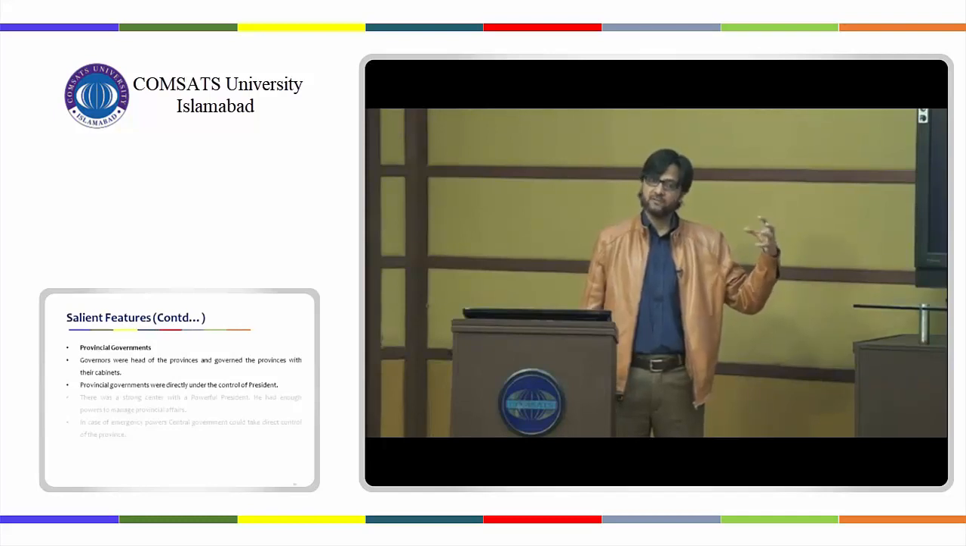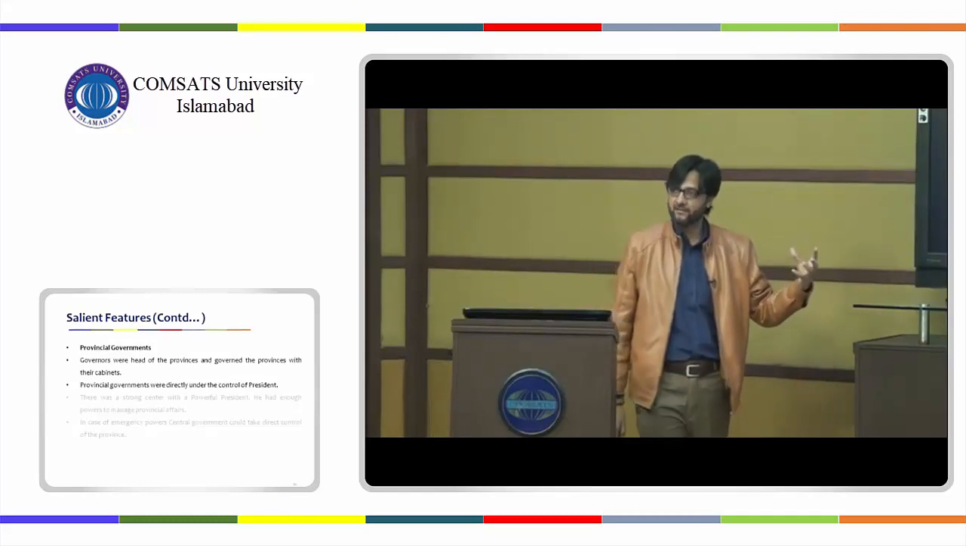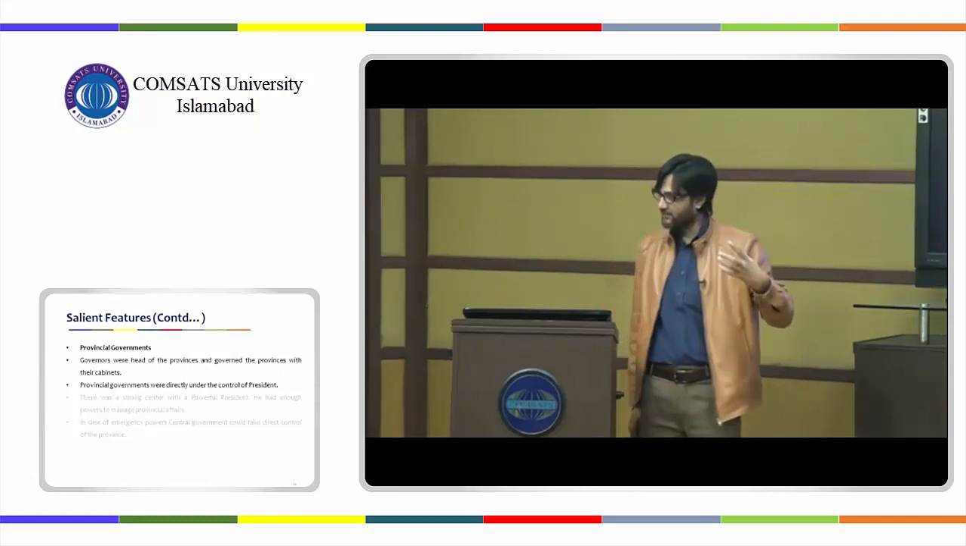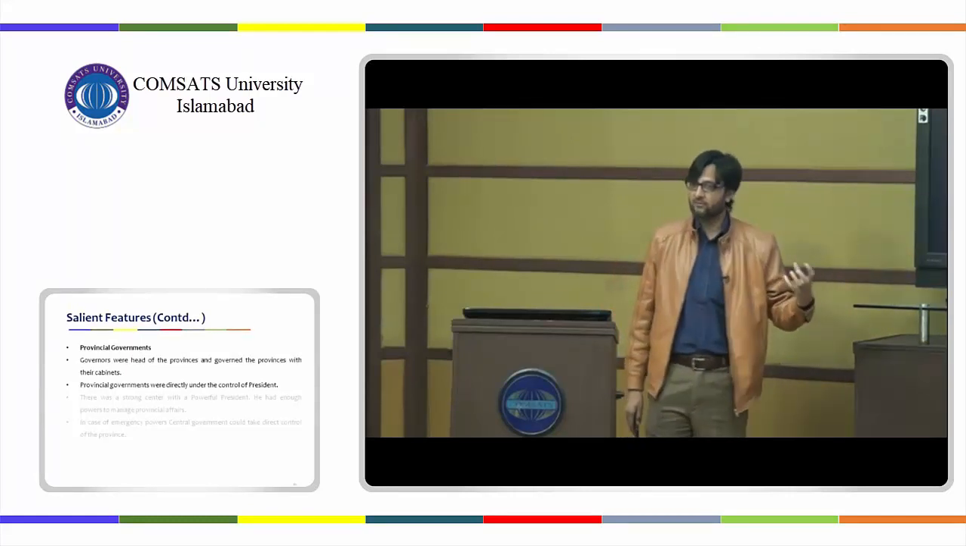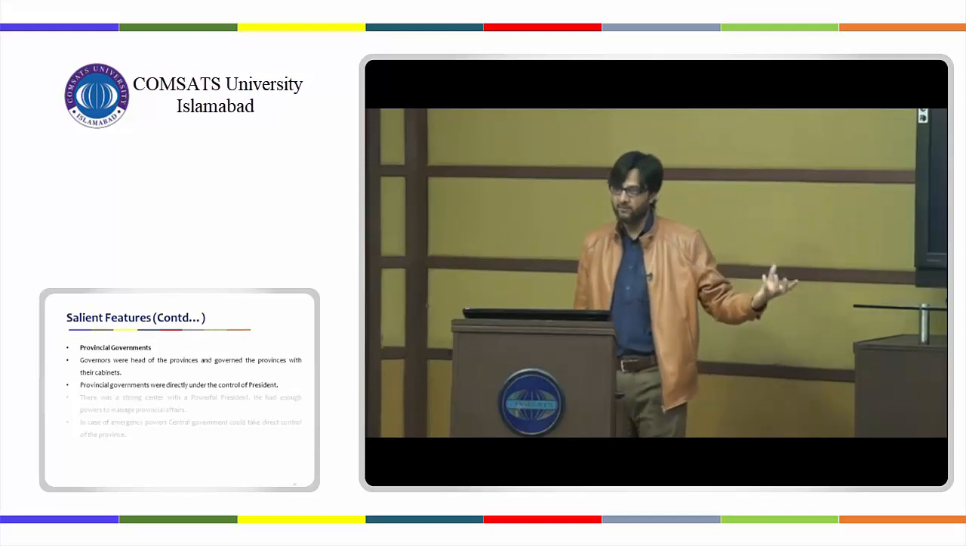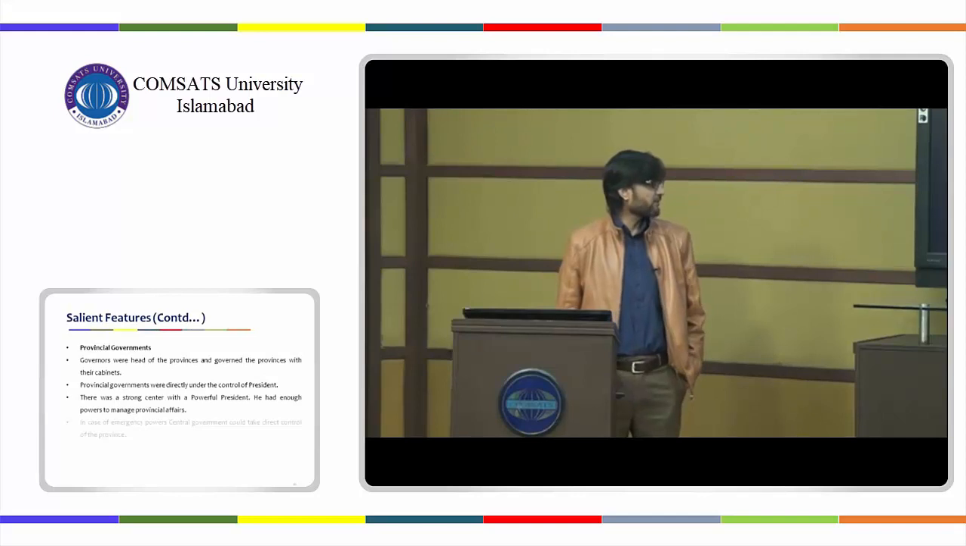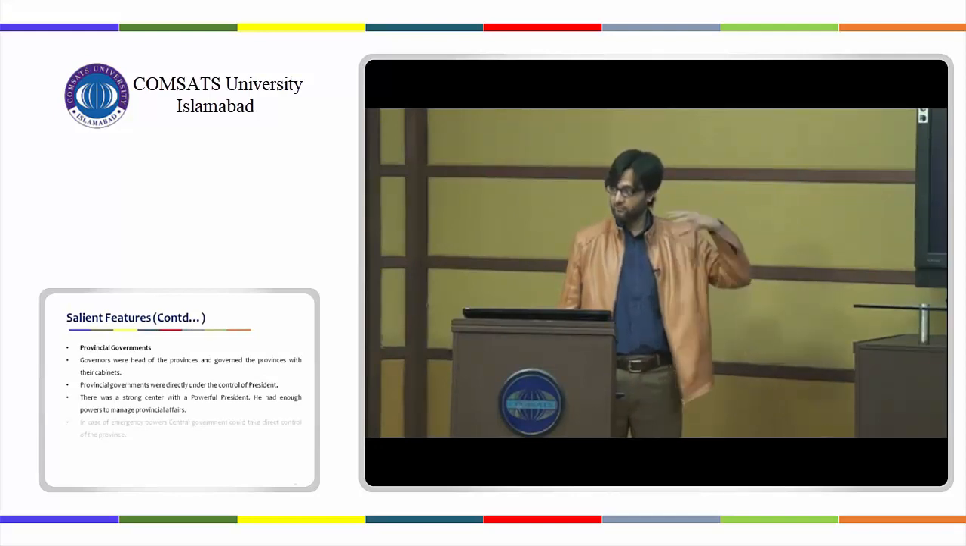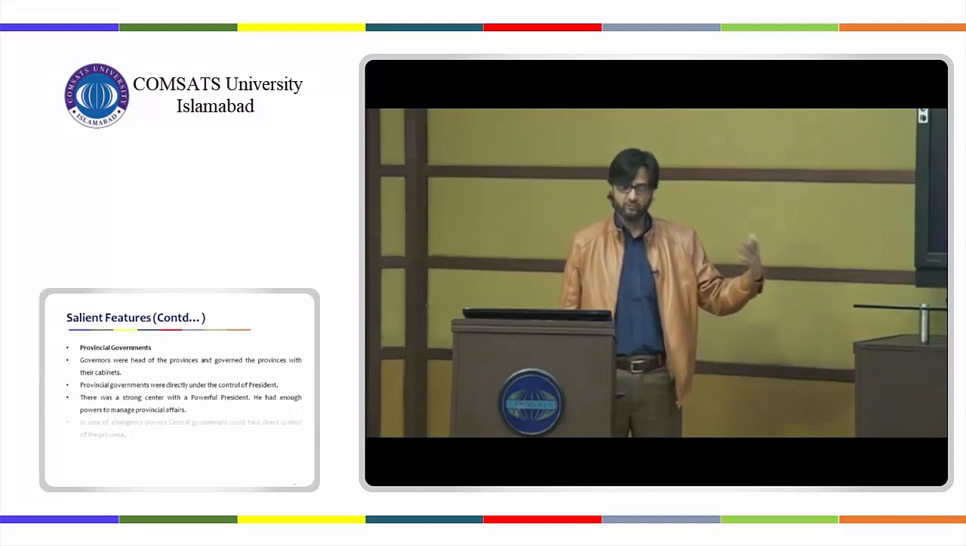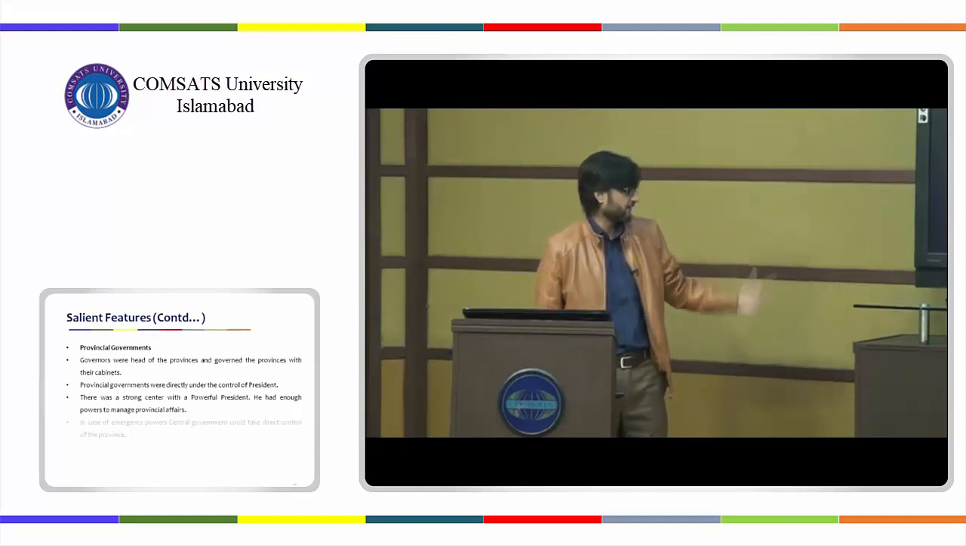So it was almost the same kind of situation which was in center. Like in center it was the president and National Assembly. At provincial level it was the governor and the provincial assembly, right? There was a strong center with the powerful president. He had enough powers to manage provincial affairs, right? As through the governors. You should keep this in mind, that it was through the governors.